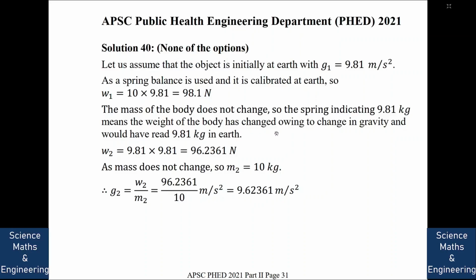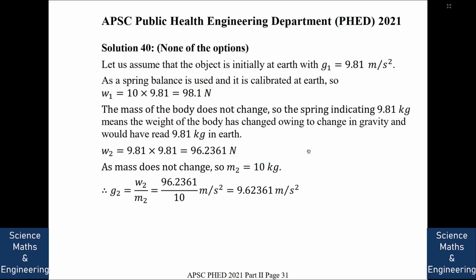of the body has changed owing to change in gravity. Thus the spring balance is indicating 9.81 kg. That means what? 9.81 kg it cannot be, it is 10 kg only. However, it is showing the weight of a 9.81 kg substance on earth. So this weight would be 9.81 into 9.81, that is 96.2361 Newton. As the mass doesn't change, from here we get g2 would be equal to 9.62361 meter per second square. So none of the options is correct.